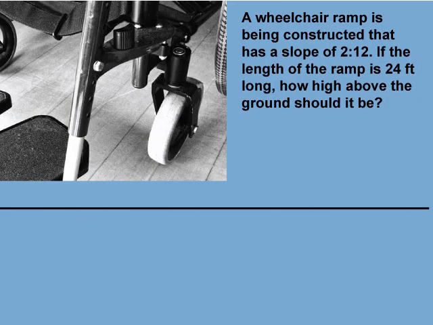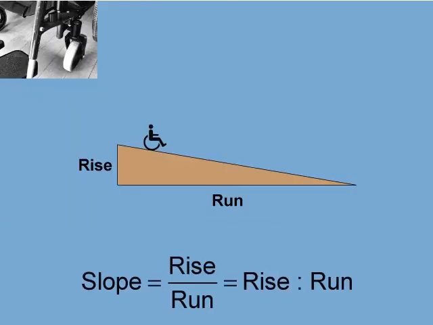A wheelchair ramp is being constructed that has a slope of 2 to 12. If the length of the ramp is 24 feet long, how high above the ground should it be? The slopes of ramps, such as wheelchair ramps, are often expressed in ratio form, similar to roof pitch measurements. Slope is the rise over the run, and with wheelchair ramps is expressed in this form.